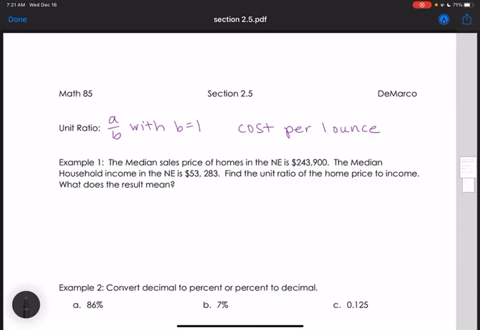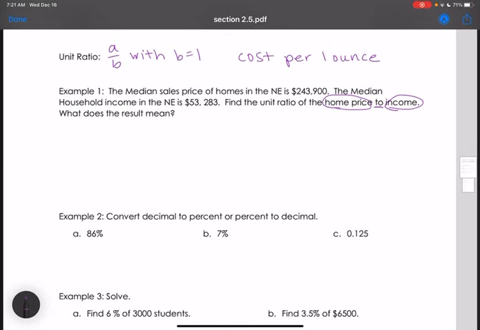Find the unit ratio, so it's going to be something over 1, of the home price to income. What does the result mean? When I see home price to income, I like to write in those words as a fraction and then fill in what I know. Home price, to is your fraction bar. So when you see the "to," that's the fraction. Home price to income. And the home price, I'm just going to write that in real quick. And the income I can write in.